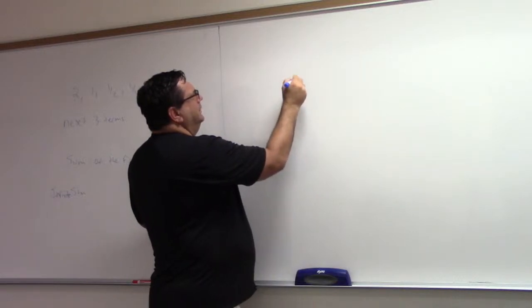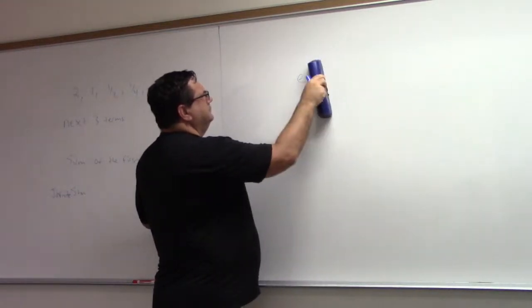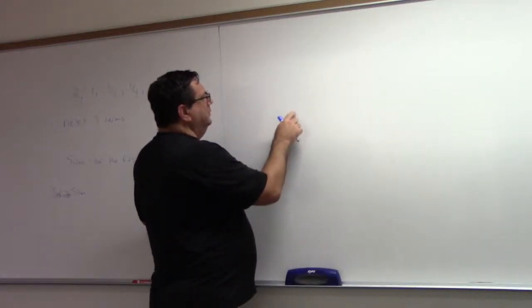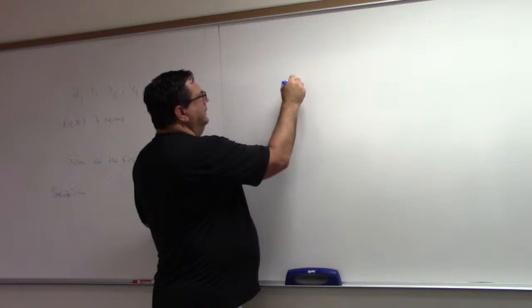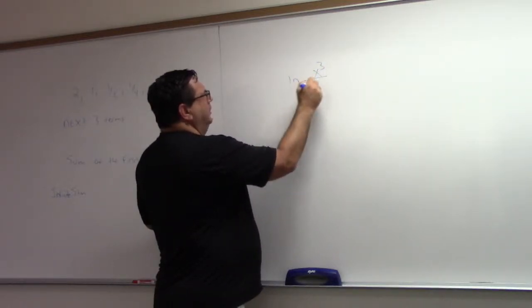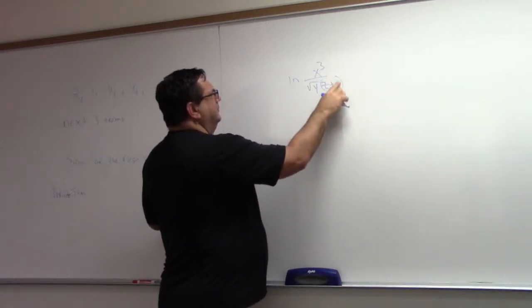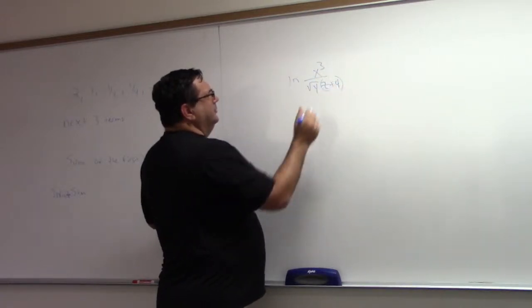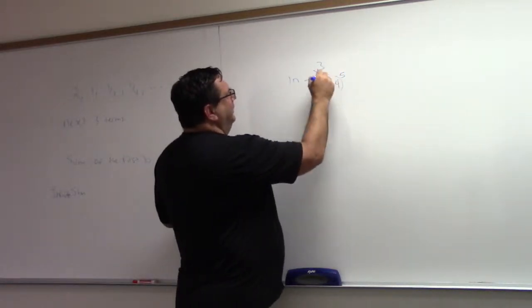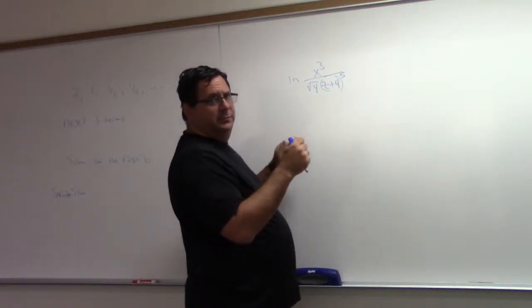Let's go. Isn't e the same thing as 2.7? Yeah. Let's go ln of x cubed over the square root of y, z plus 4, to the 5th, and let's write that as separate logarithms.